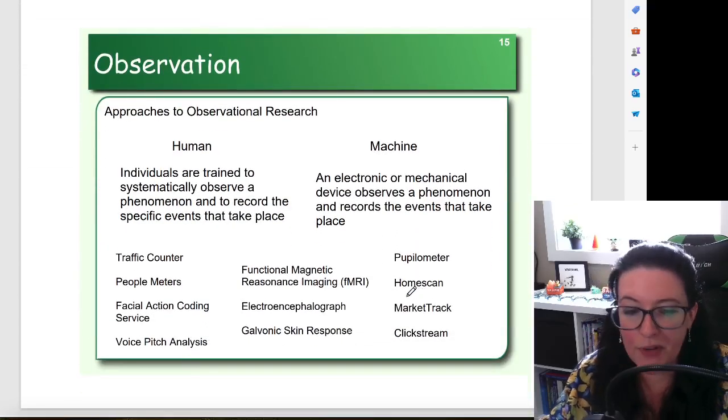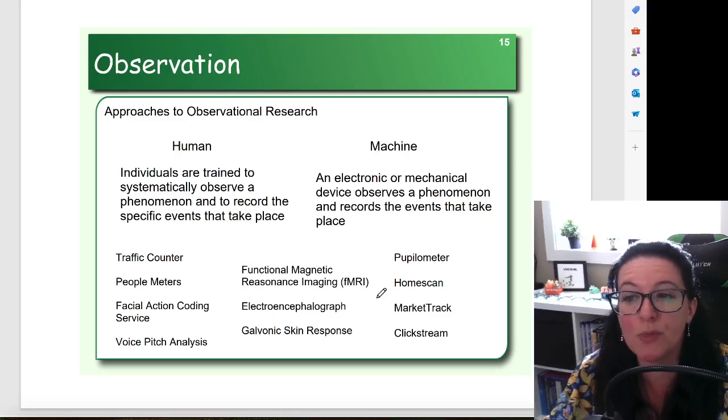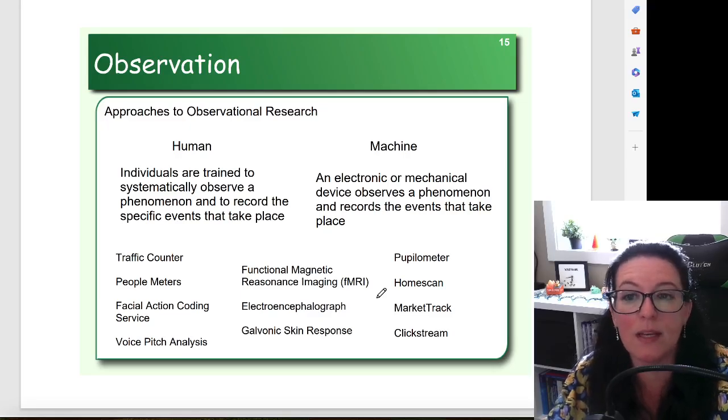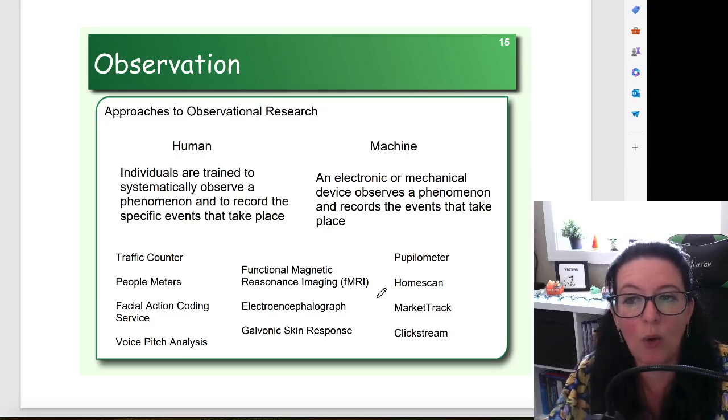In our last video, which we will do next, we will talk about different approaches to observational research if we're going to use machines. Up until this point in these videos, we've really been focusing on humans observing other humans or humans observing some kind of phenomenon. But there's also a lot of technology to help have machines observe humans and observe events. And so in our next video, we'll go through some of that different technology.